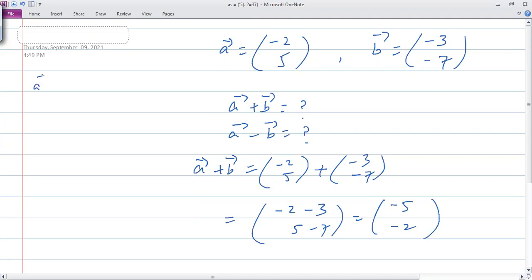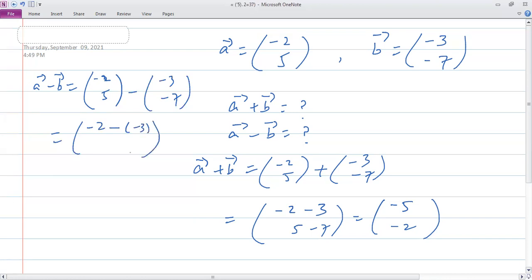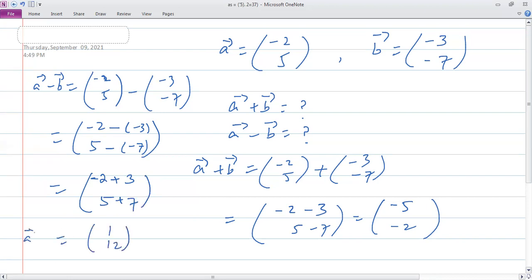And if you have to find A minus B, what will be A minus B? Write vector A minus vector B, (-3, -7). What will this be? You can write -2 minus -3, because this minus is here and this minus is already with 3. Then 5 minus -7. So that will become -2 plus 3 and 5 plus 7. So what will this make? (1, 12). This is your A minus B vector.